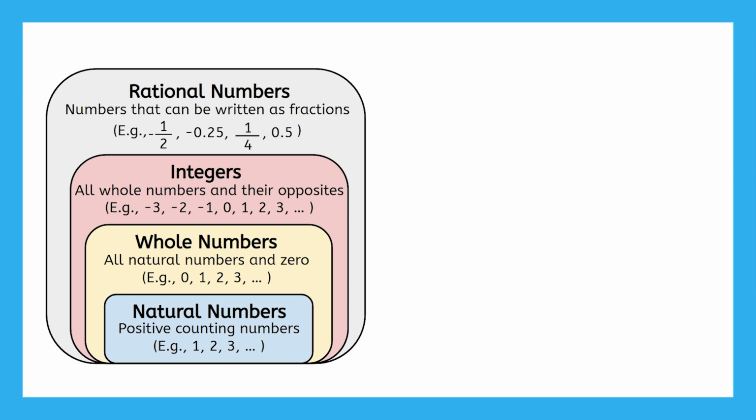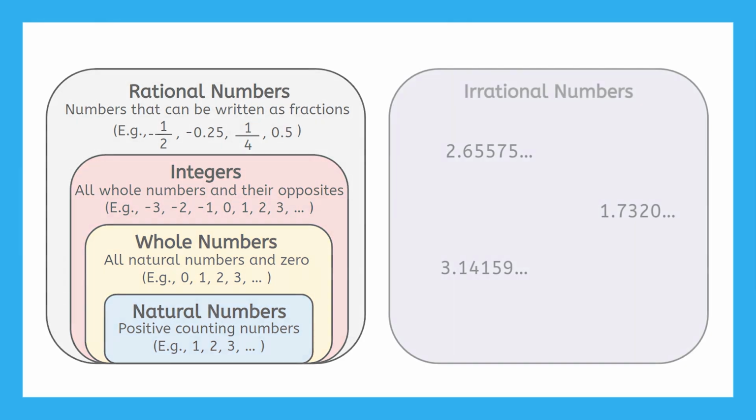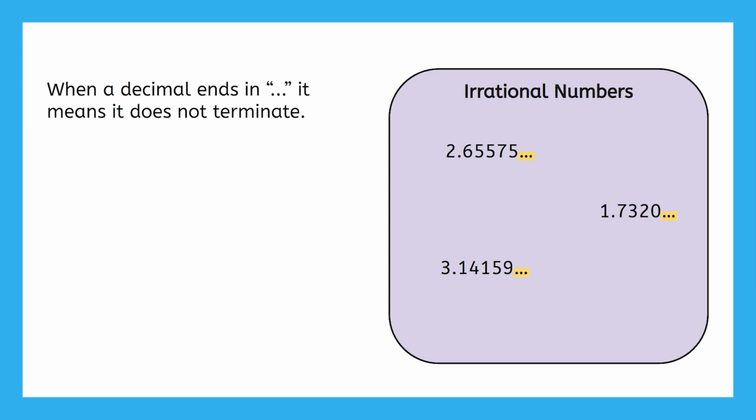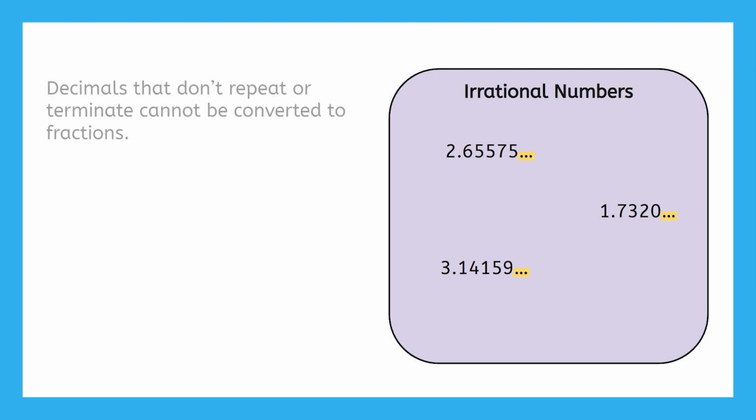The other category on the original diagram was irrational numbers. Did you notice anything about the numbers sorted in this category? They're all long decimals ending with... They do not terminate. These decimals go on forever without repeating a pattern. Decimals that don't repeat or terminate cannot be converted into fractions.